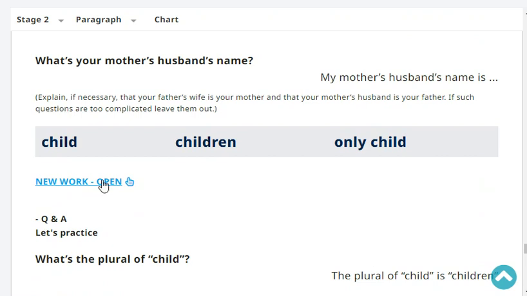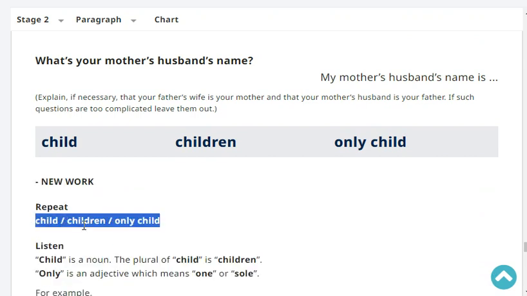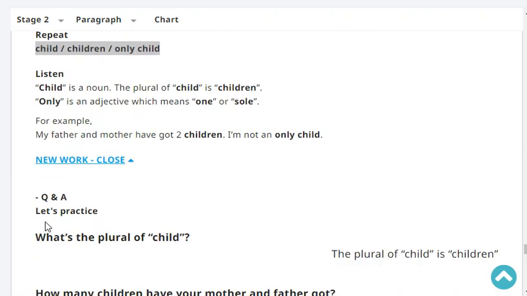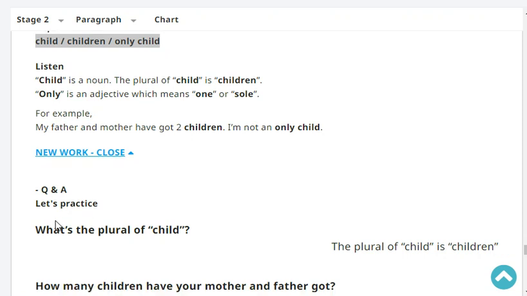Okay, next, repeat. Child, children, only child. Very good. Okay, listen. Child is a noun. The plural of child is children. Only is an adjective, which means one or single. For example, my father and mother have got two children. I'm not an only child.